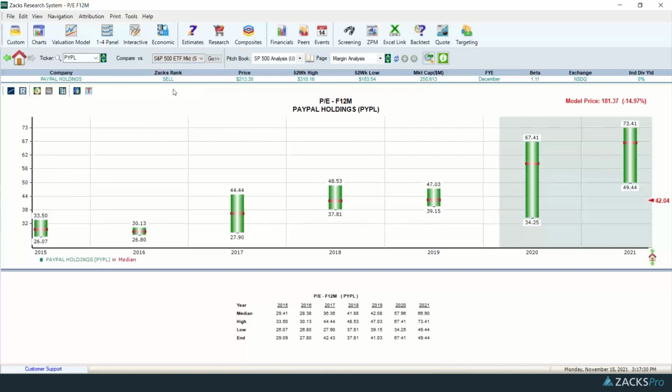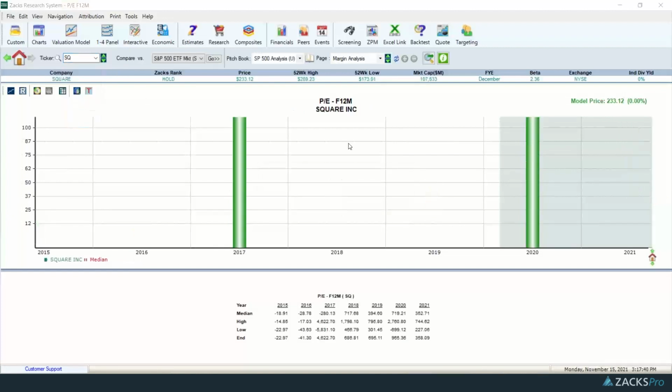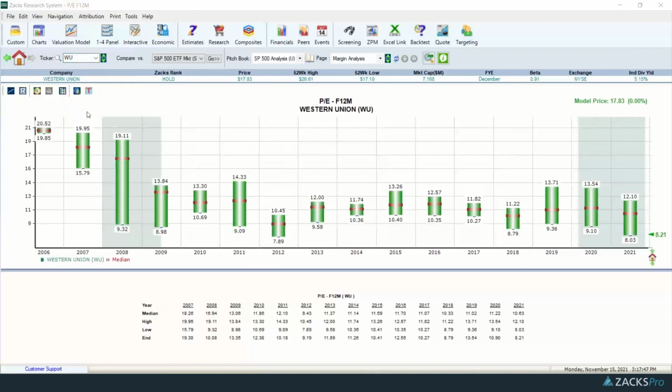Note that it has a current Zacks rank of sell, and we saw those EPS estimates trending down when we looked at the EPS estimate revision history. Okay, so we'll wrap up here with Square. And again, they just became profitable a couple years ago, so not a whole lot we can do there analysis-wise.